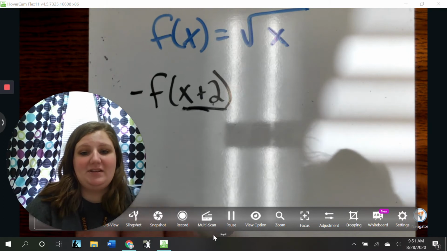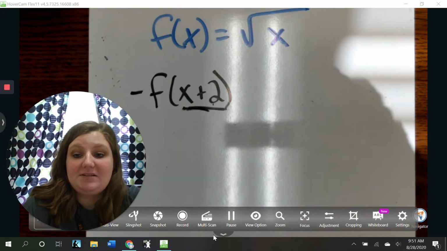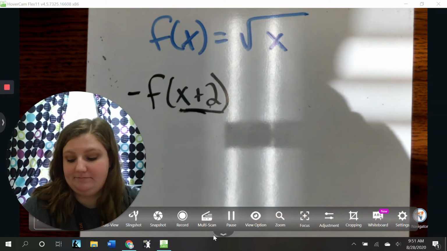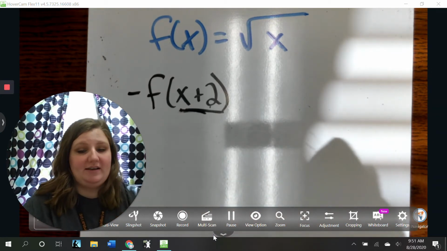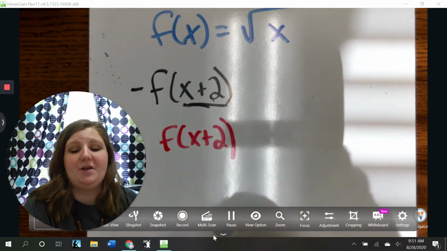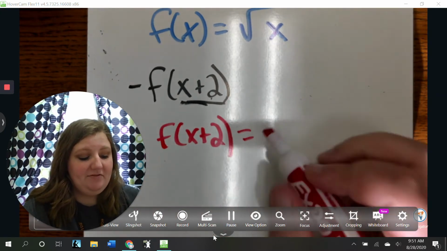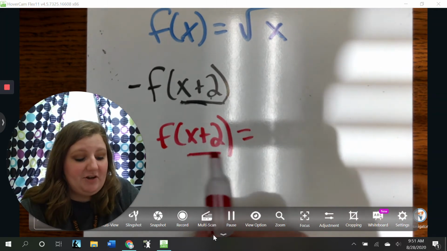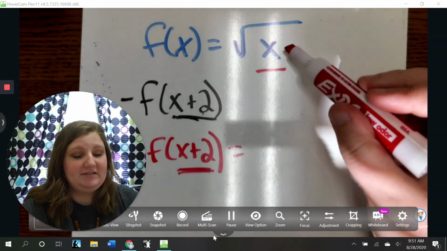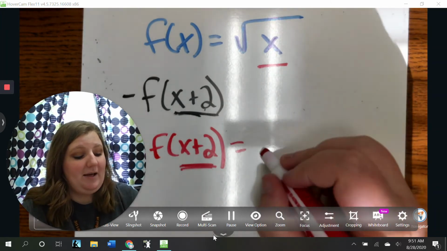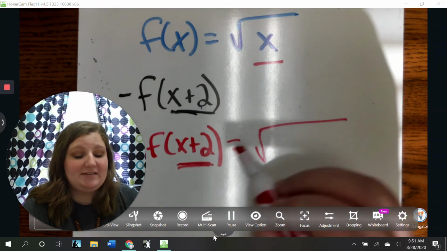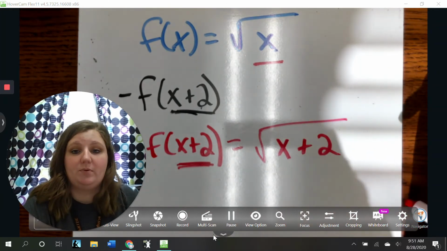So when I'm trying to rewrite a function, I like to break it down into two steps. First, I do the inside of the function. So first, I'm going to just find f of x plus 2. Then I'll worry about the negative. So x plus 2, inside the function, gets plugged into the function for x. Since there was an x in the square root, I'm going to change that. Instead of x in the square root, I'm just replacing it with x plus 2 in the square root.